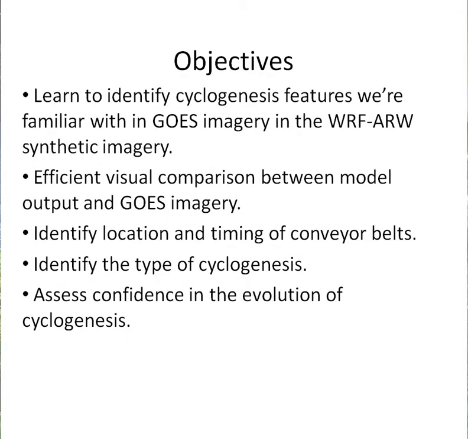The learning objectives will be very similar to the previous cyclogenesis session identified in the previous slide. The difference here is that we're applying these principles to the synthetic imagery rather than the GOES imagery. So to list the learning objectives here, we want to learn to identify cyclogenesis features we're familiar with in the GOES imagery in the WRF ARW synthetic imagery. This is an efficient visual comparison between model output and GOES imagery.